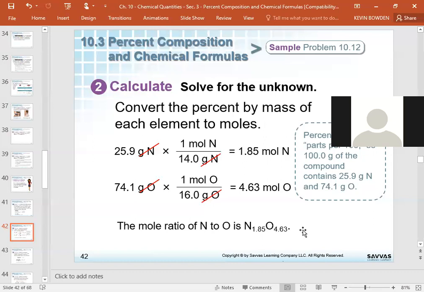Mason? Were you just doing that calculation back there on your computer? Okay.